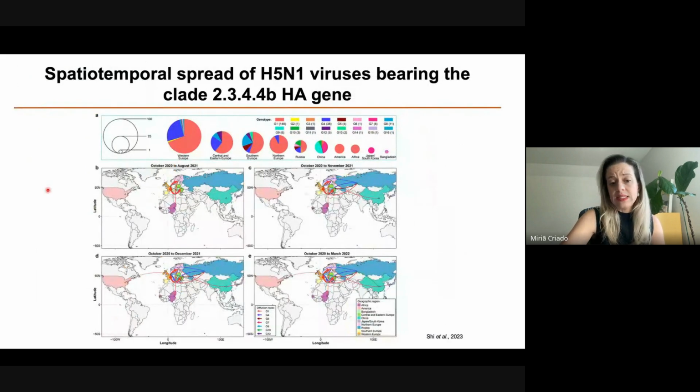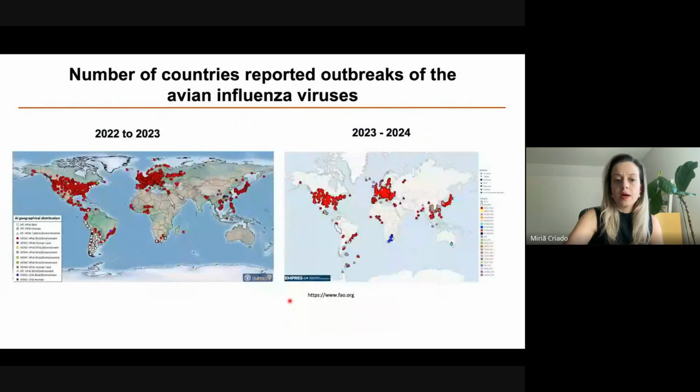To give you an idea, as I mentioned, until 2020 we only had 40 outbreaks. But at the end of 2020, we saw outbreaks starting to happen with H5 in Africa. This spread to Europe. After a few months, we saw the spread of these outbreaks to Asia, and then they started to appear in North America, and then spread to different parts.